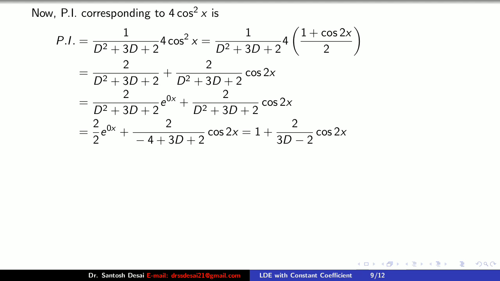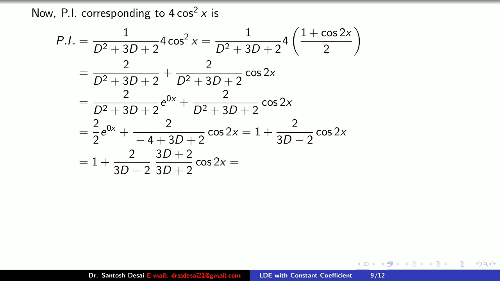Now again the denominator is in the form of mD plus n, with the middle sign being minus. So again we use the method of rationalization. Multiply this term by changing the middle sign, so we have to multiply by 3D plus 2. Multiplying the second term by 3D plus 2 and dividing by 3D plus 2, we get: first term 1 as it is, then 2 divided by 3D minus 2, multiplied and divided by 3D plus 2, into cos 2x.